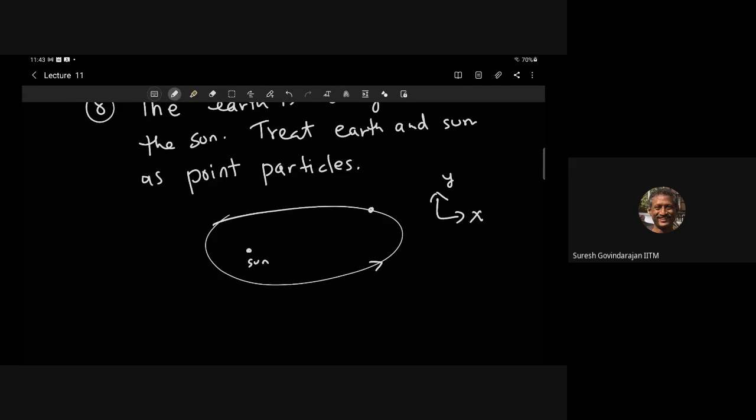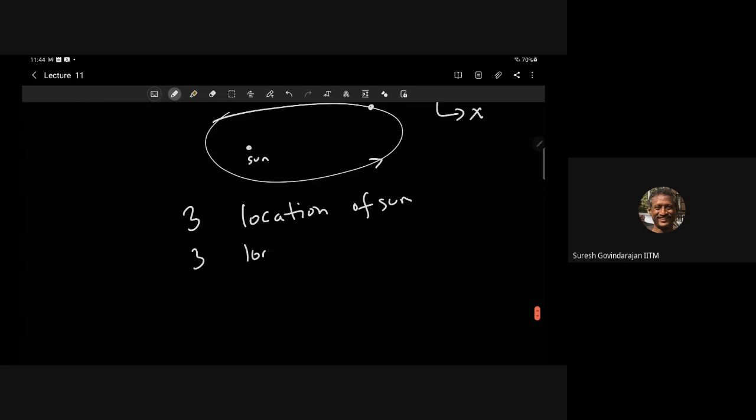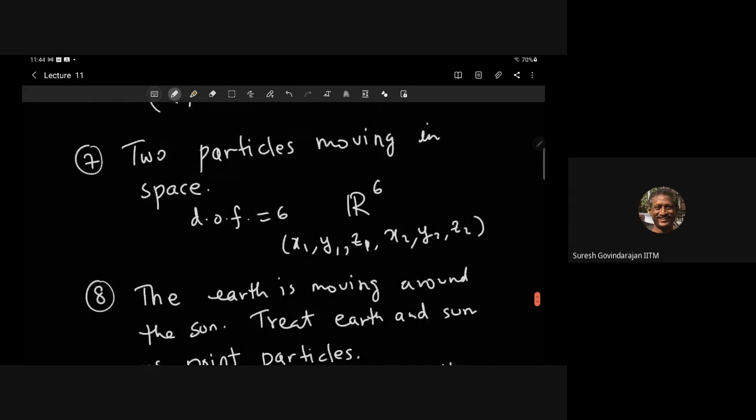First thing is that nobody told you where the sun is. So the sun is somewhere, so I require 3 degrees of freedom for the location of the sun. Actually, it could be 3 plus 2 or 1, but we need that. But actually it is 3 for the location of the earth also. If you ask me, it's the same as 7.